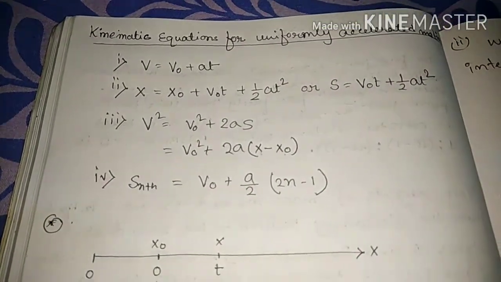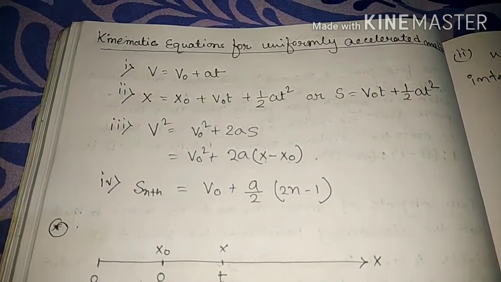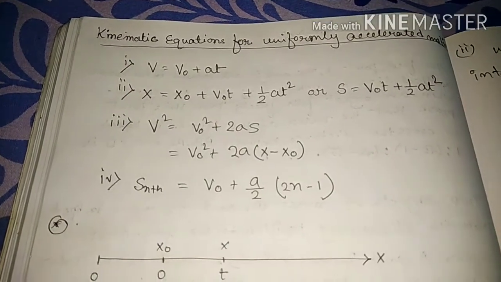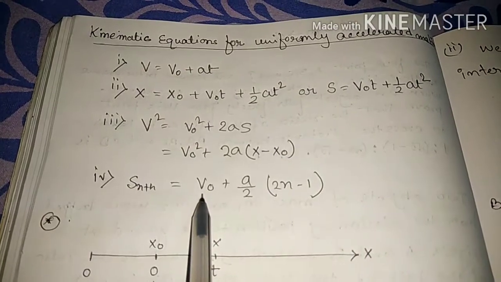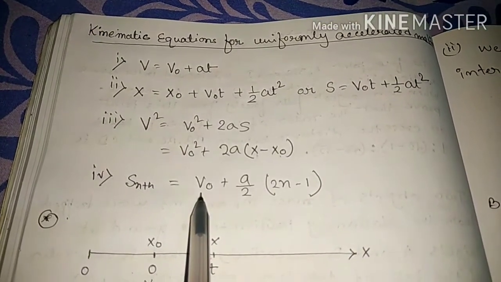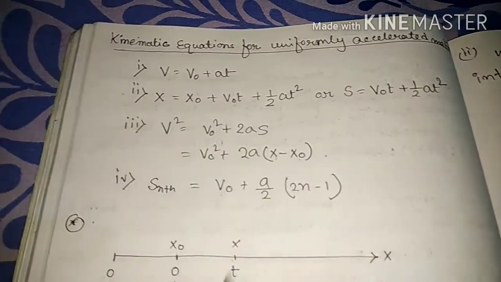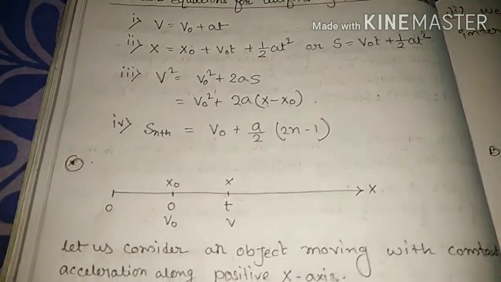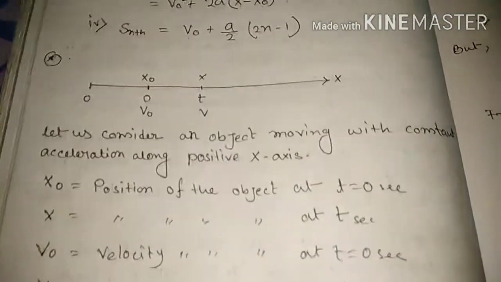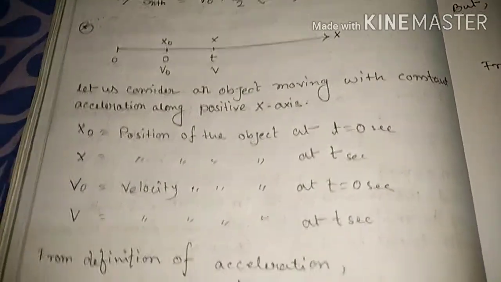And the fourth equation, with which we calculate how much distance will be covered by an object in the nth second, is s_nth equals u plus a by 2 times (2n minus 1). In place of u we write v0 here. These are the 4 equations. We prove them now. Okay, let's start with the first equation of motion.